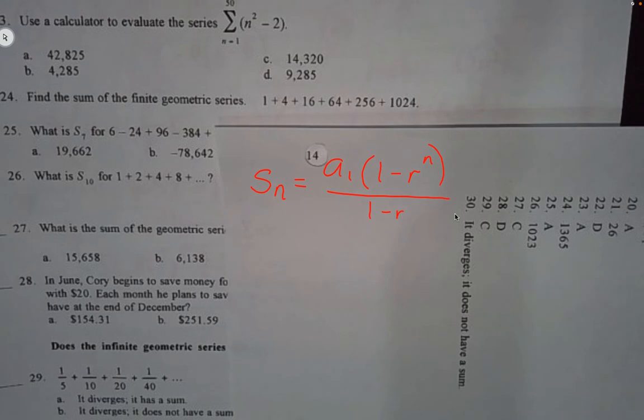So 24, what's your first term? 1. This is number 24 right here. So that's my first term times 1 minus, what am I multiplying by? 4. And then to the n, how many terms are there? 2, 3, 4, 5, 6, right? Over 1 minus 4. So you put 1 minus 4, or you can just name it 3. Now, be super careful about how you type that in your calculator.